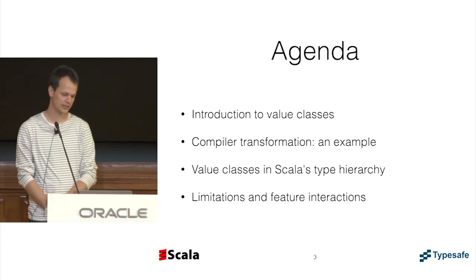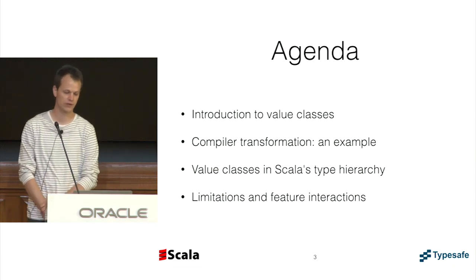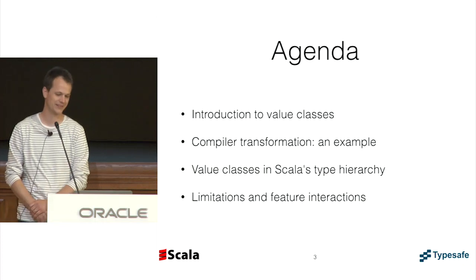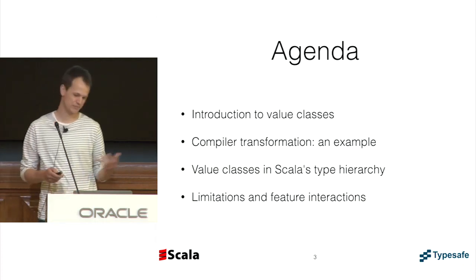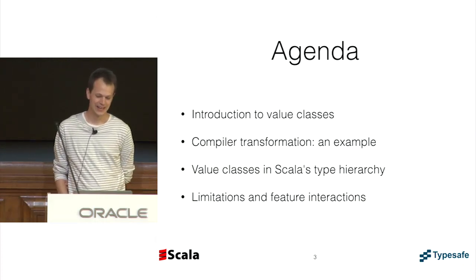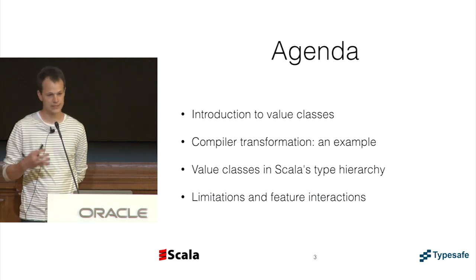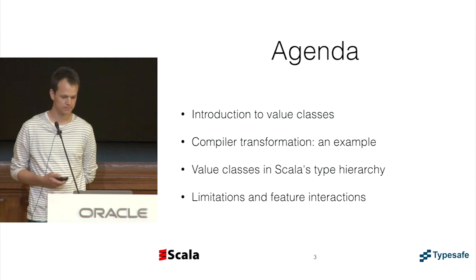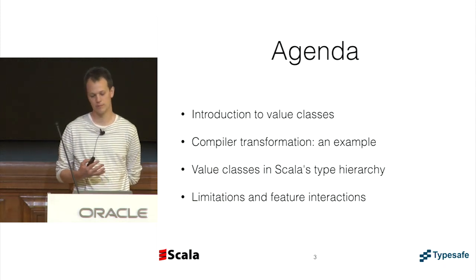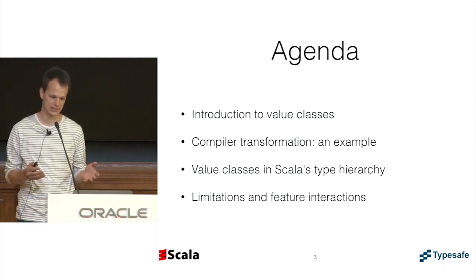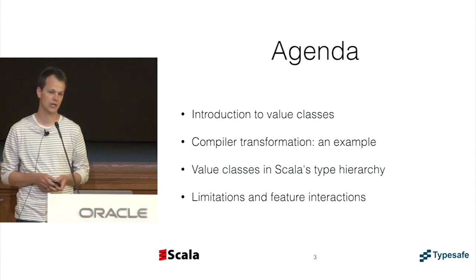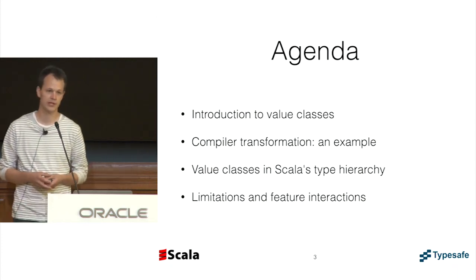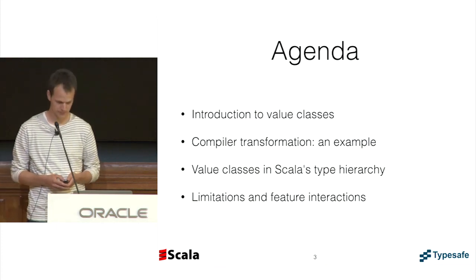So here's the agenda. First, I'm giving a quick introduction to value classes. You've already heard quite a lot of that in previous days. I'll go through an example and show you how the Scala compiler transforms that into bytecode. Then I'll show you how these value classes integrate into the type hierarchy of Scala. And I'm going to spend quite a bit of time on limitations and feature interactions.